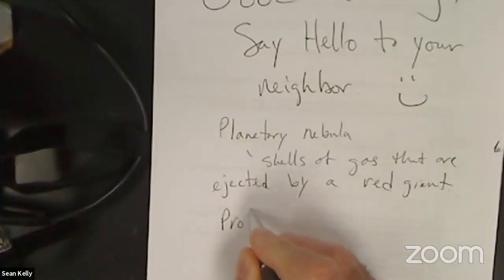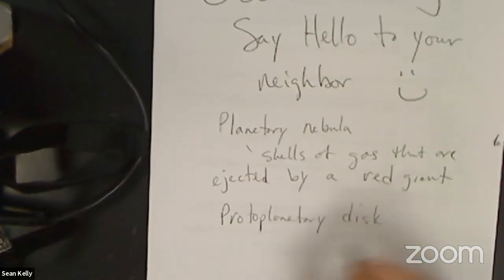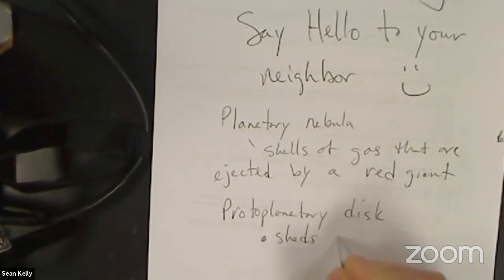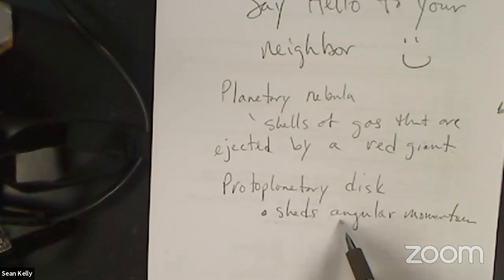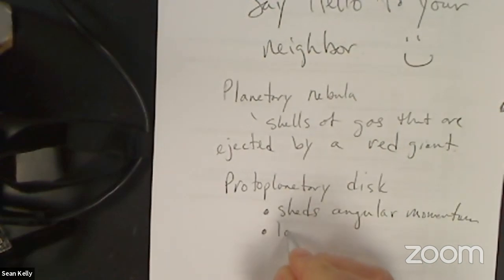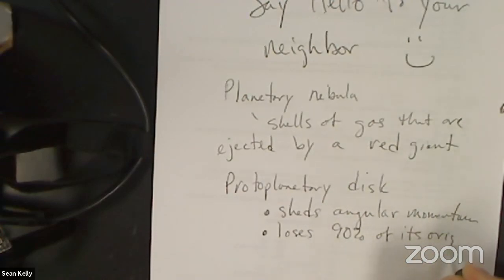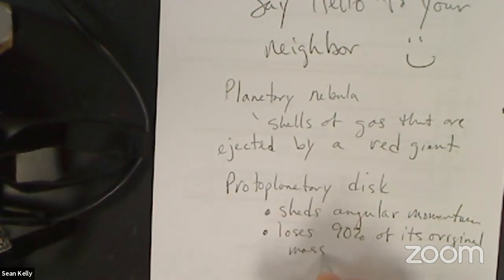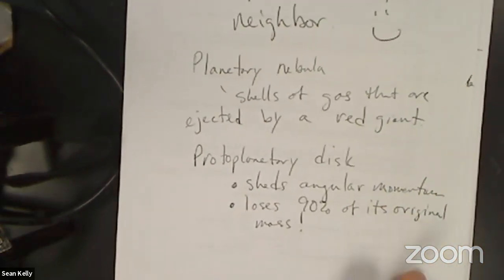But anyways, what I saw was the protoplanetary disk. I saw two things that were really cool. It sheds angular momentum, right? Remember conservation of angular momentum? Well, the only way to get rid of angular momentum is to get rid of mass, right? And in the process it loses 90% of its original mass. I did not know that. Okay, that's news to me. So I'm not going to put that on any test because I just found that out. But it's a really interesting idea.